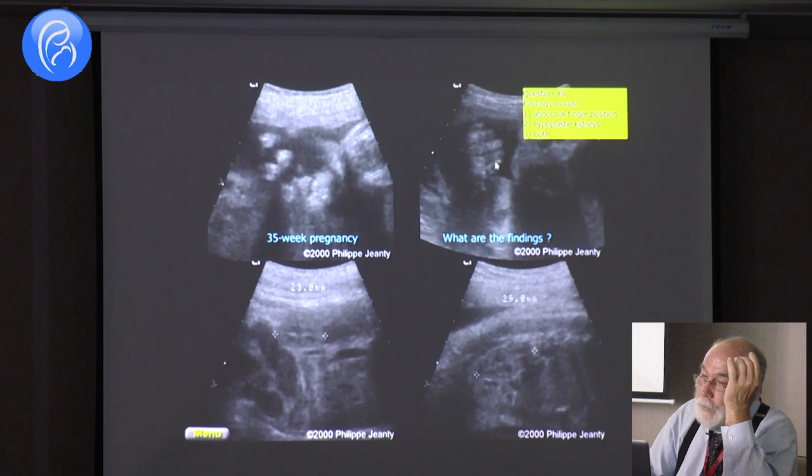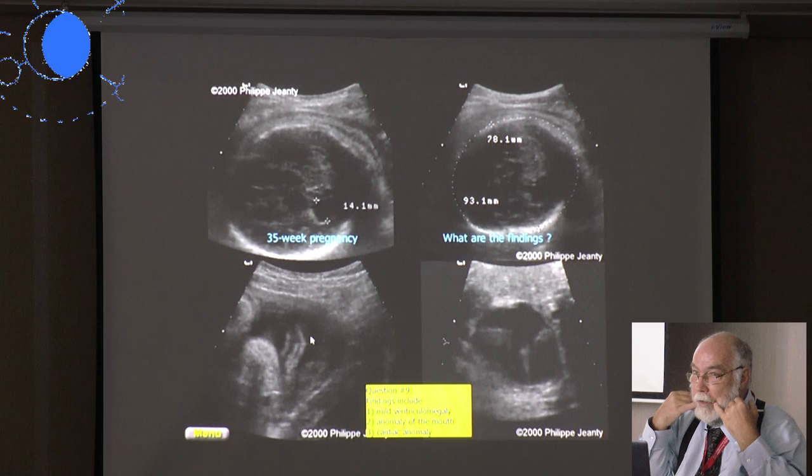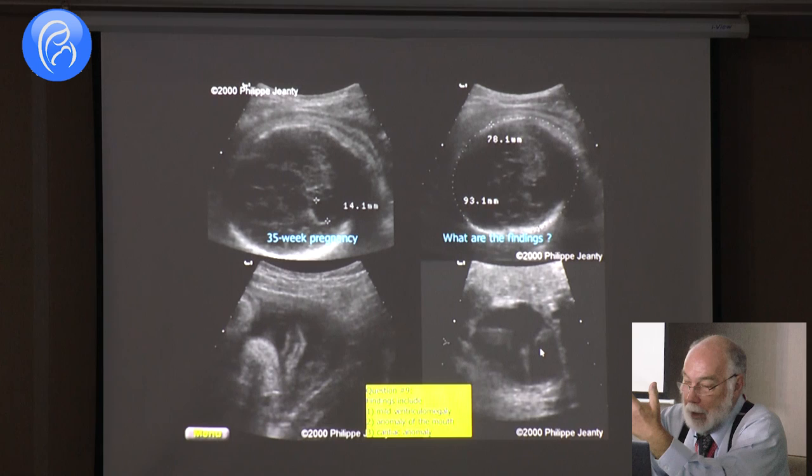Kidney, 23 and 29 millimeter, that is too small for 35 weeks. There is ventriculomegaly, 14 millimeter. There is a downturned fish mouth with a corner of the mouth lower than the middle of the mouth. And there's a large atrioventricular septal defect. So atrioventricular septal defect, short limbs, single palmar crease, hydrocephalus, much diagnosis.